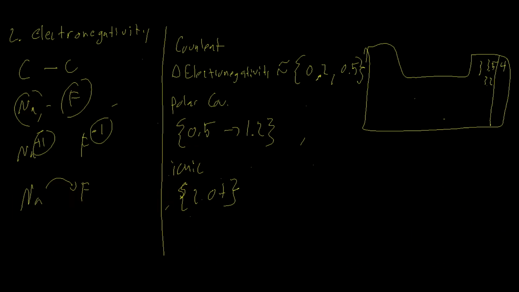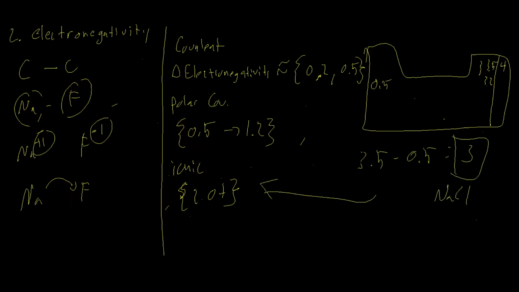If we had sodium, sodium might have an electronegativity value of like 0.5 or something. So let's do sodium chloride. That might be 3.5 minus 0.5, and you get 3. Sodium chloride would fall under ionic, which makes sense because we know it's a salt, an ionic bond. Awesome. Now, moving on.